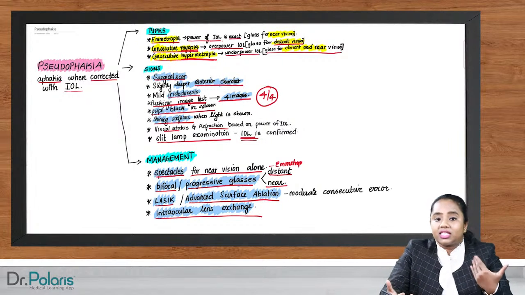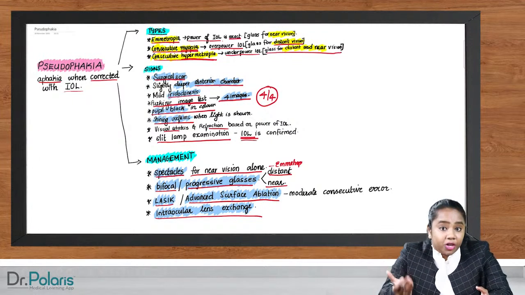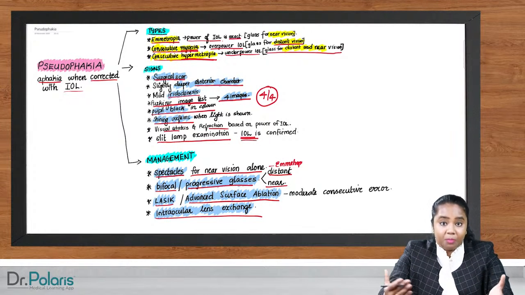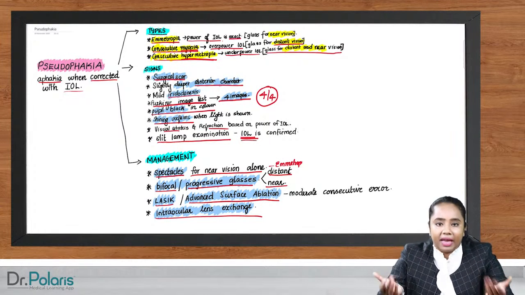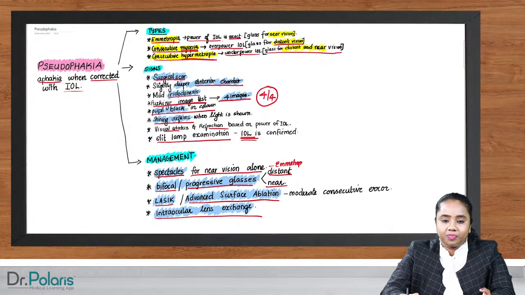The next session is about accommodation, the ability of the eyes to accommodate. What happens if accommodation is not happening, and if at all there are some problems with the accommodation, then what are the manifestations that the patient can have? So that will be in the second session.